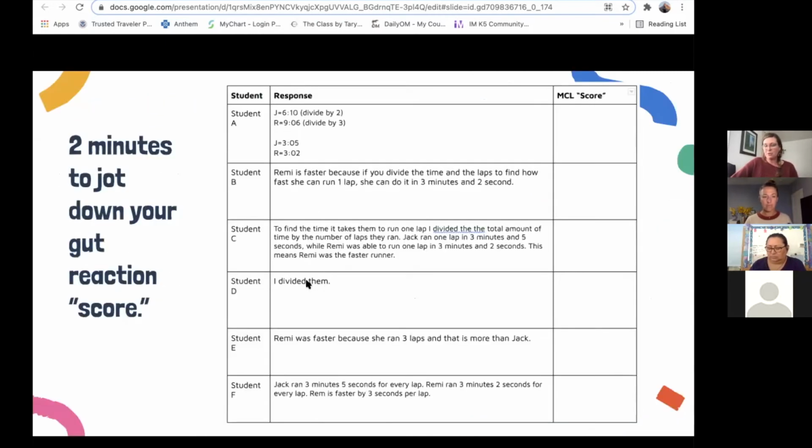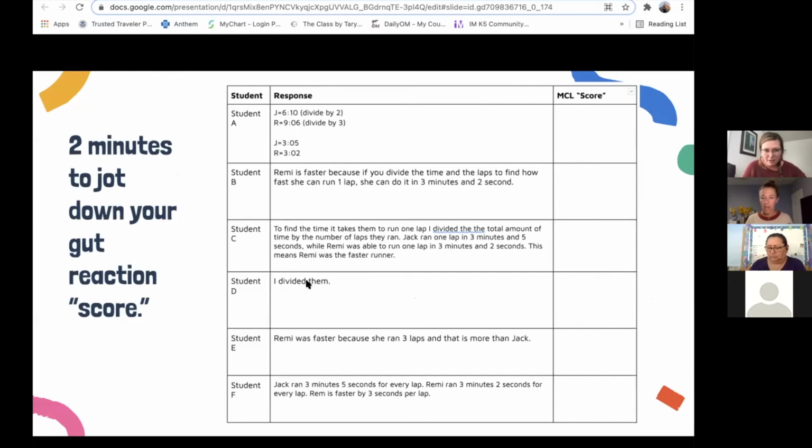So I just want to give you 2 minutes to look at these pieces of student work, go through that MCL in your head, and you can just jot them down. I'll be quiet, and then we'll push you into some rooms to talk to someone about it. Is it 1, 2, 3, 4, the scores?